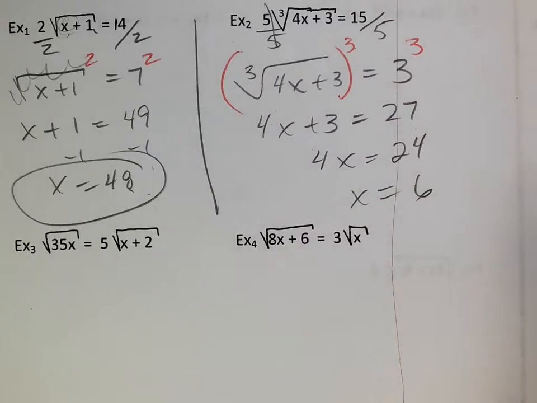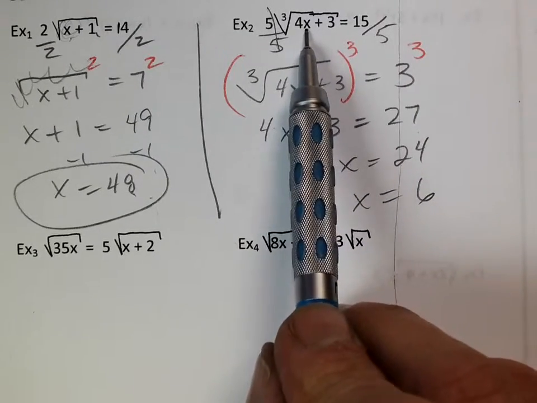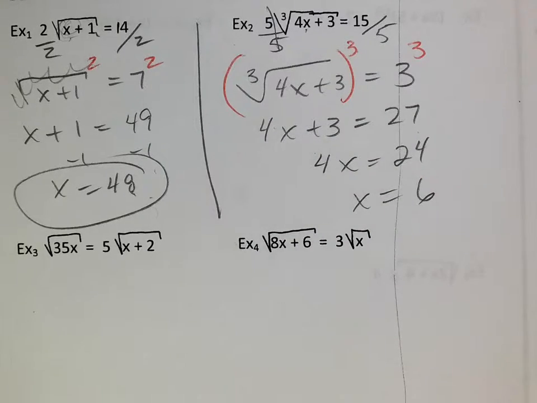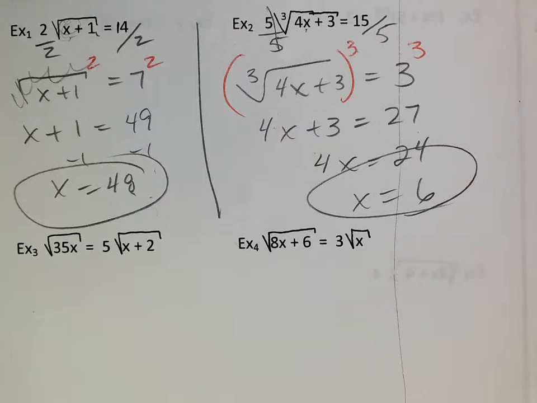Now, is that a good answer? Sure. If I plug 6 in for x, I'd get 4 times 6 is 24, plus 3, and that works. Not only that, but it's a cube root, so I can have negative answers anyway. So I really don't need to check the cube roots. You don't need to check the cube roots, just the square roots, okay?